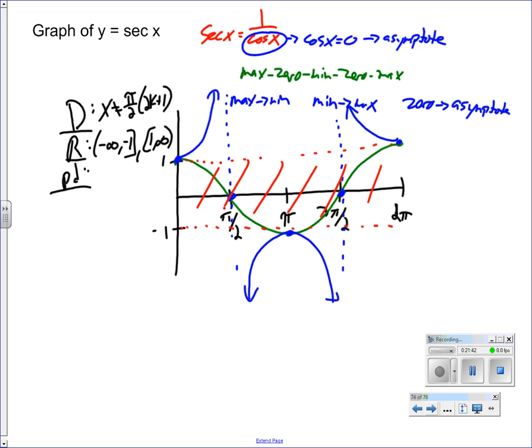Right, and the last thing, period. We see it goes through the full cycle here. We get half of the upper curve between 0 and pi over 2. We get the full lower curve between pi over 2 and 3 pi over 2. Then we get the second half of that upper curve from 3 pi over 2 to 2 pi. So our period is going to be the same as it is for cosine: 360 degrees or 2 pi radians.